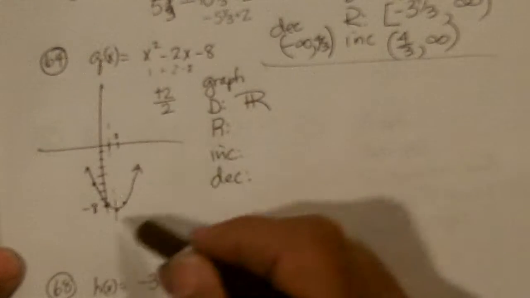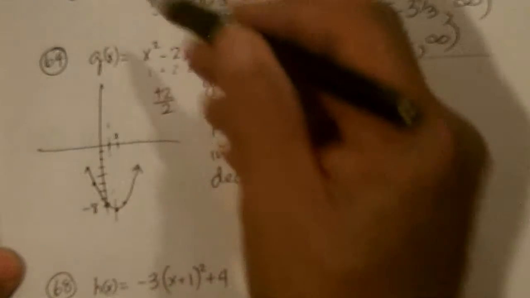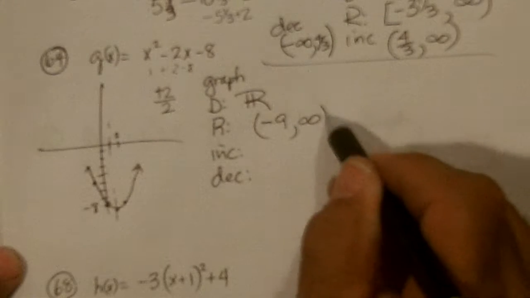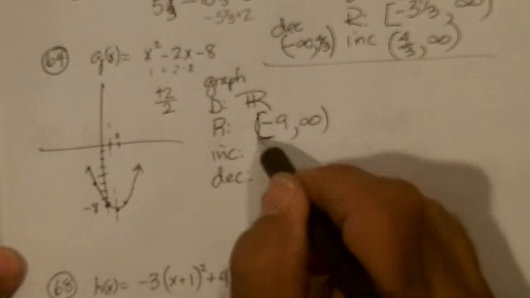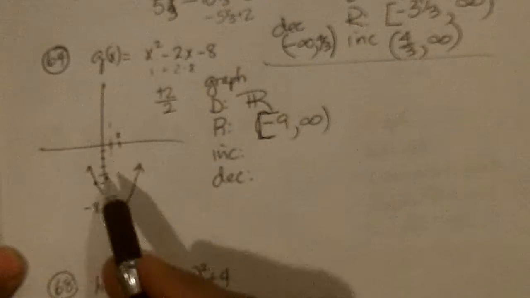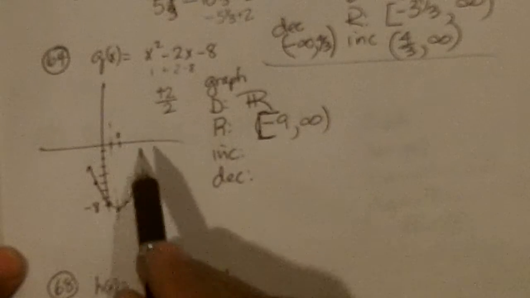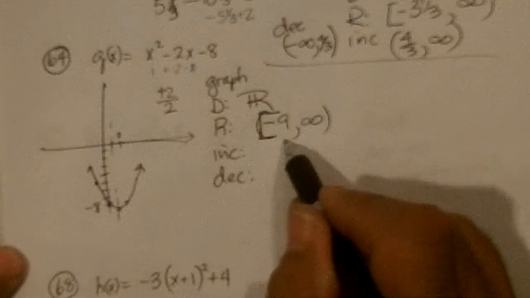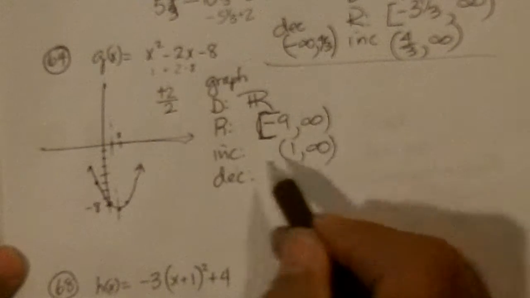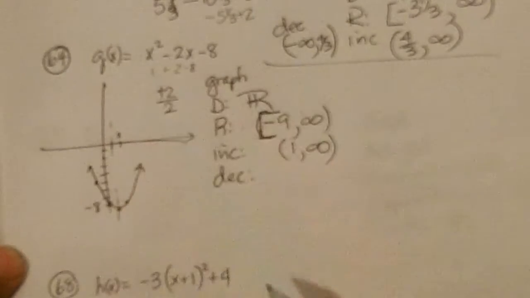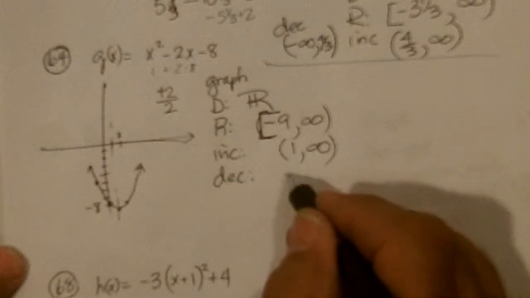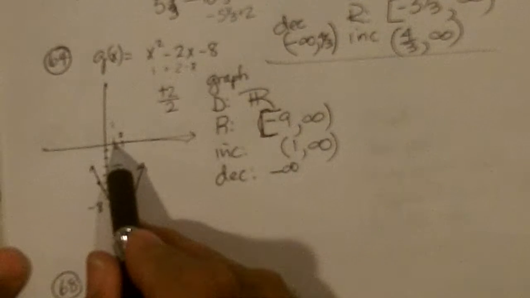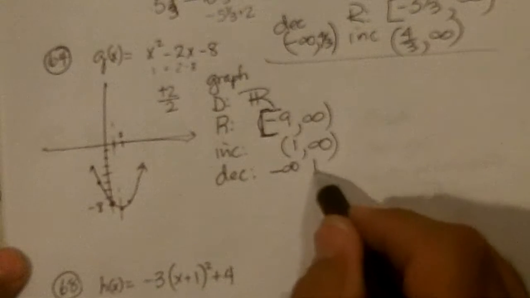The range is going to be from -9 to infinity, including the -9, sorry about that. It increases from 1, for x greater than 1. So from 1 to infinity, this parabola is going up because it's got a positive, it opens up. And it's decreasing from negative infinity, x negative infinity, up till x gets to 1.